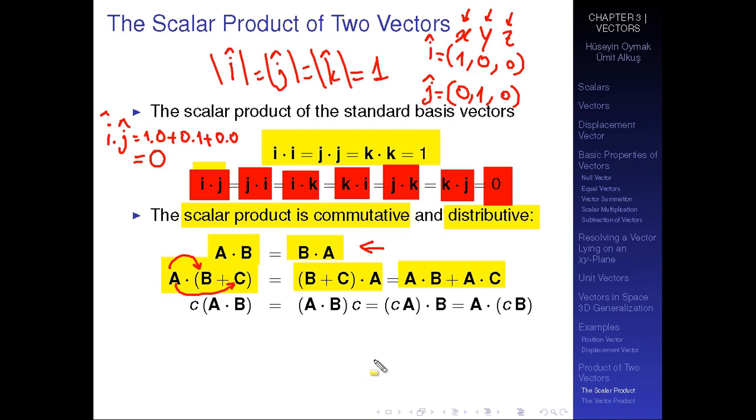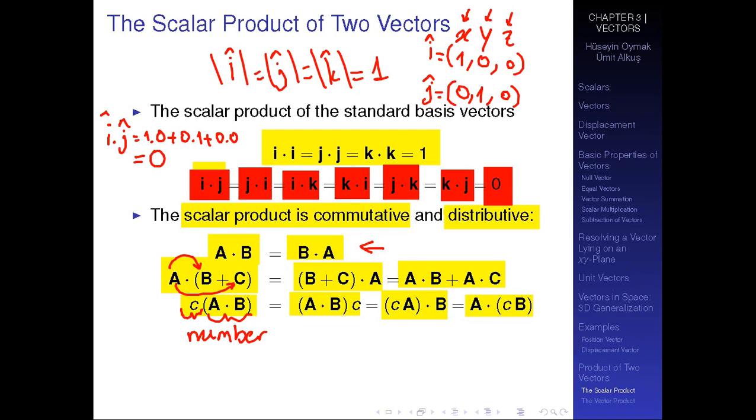We said that scalar product of two vectors is just a number. Then number times number is just a number. Then for any scalar c, c times the scalar product of two vectors a dot b is equal to a dot b times c. By changing the order of multiplication, we can easily show that the result is the same as the scalar product of c times a dot b, and also a dot c times b.